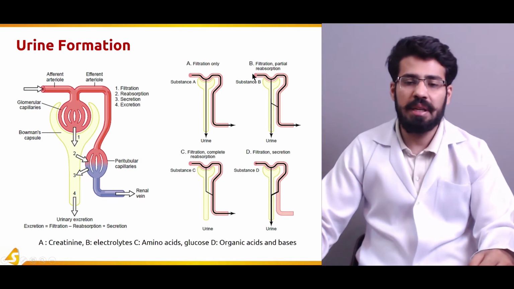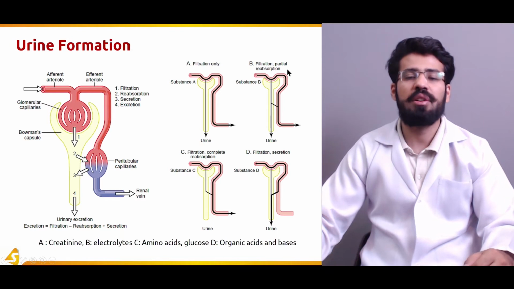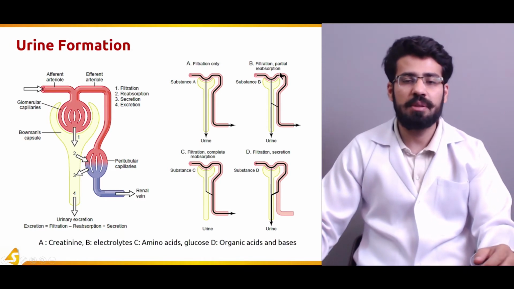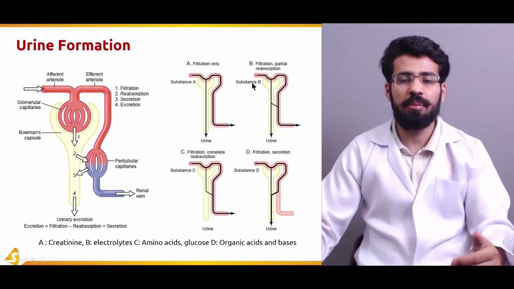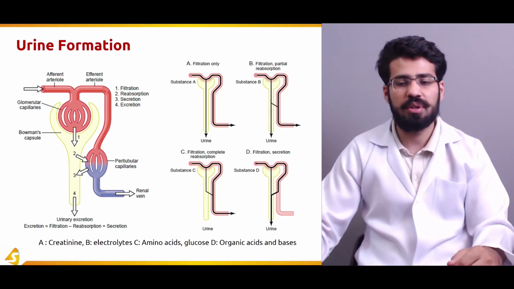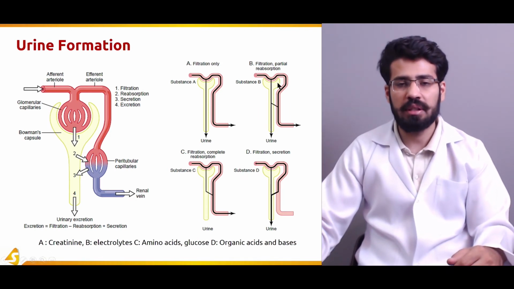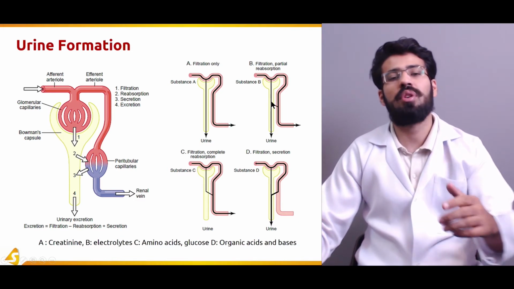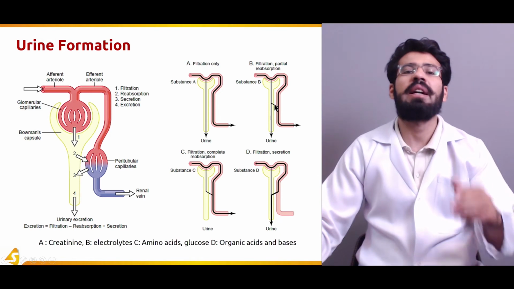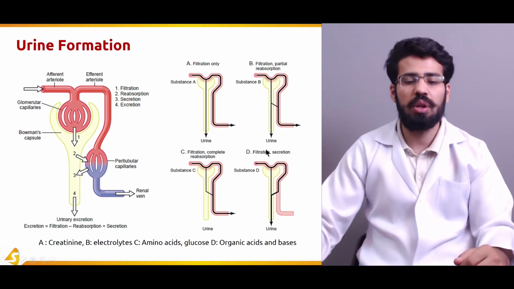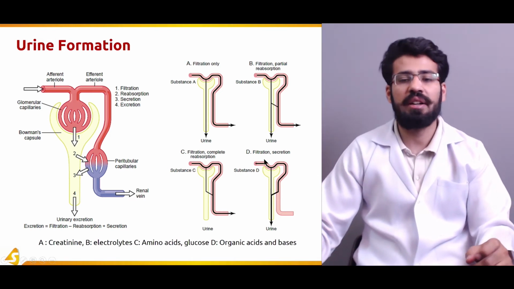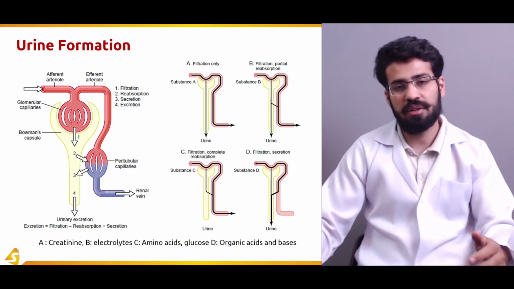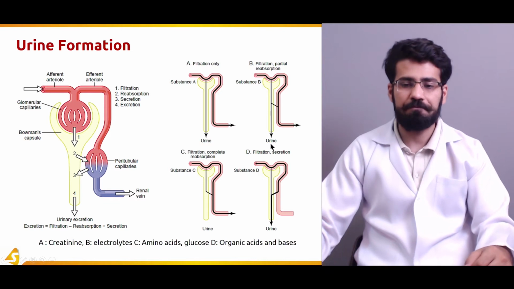Substance B undergoes filtration and partial reabsorption. The substance B will move from the glomerular filtrate into the Bowman's capsule. It will move down towards the conducting tubules and collecting tubules, and is partially reabsorbed and partially excreted in the urine. These include the electrolytes. The partial reabsorption depends upon the levels of the electrolytes that are present in the body.